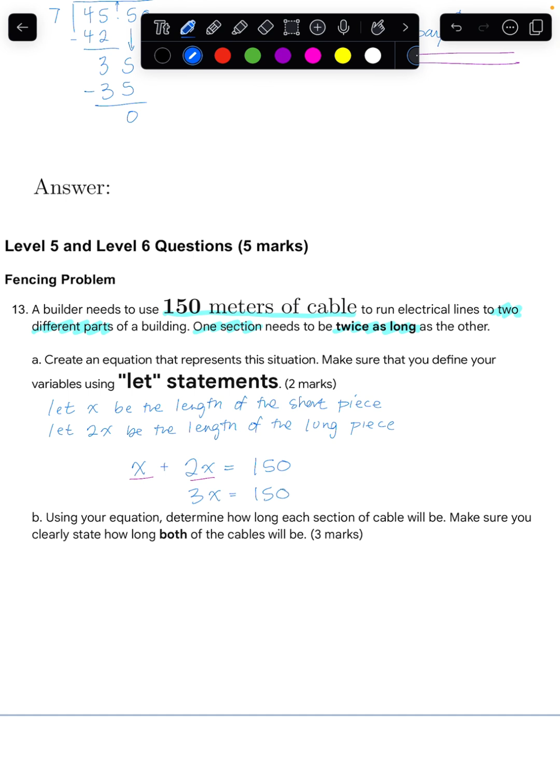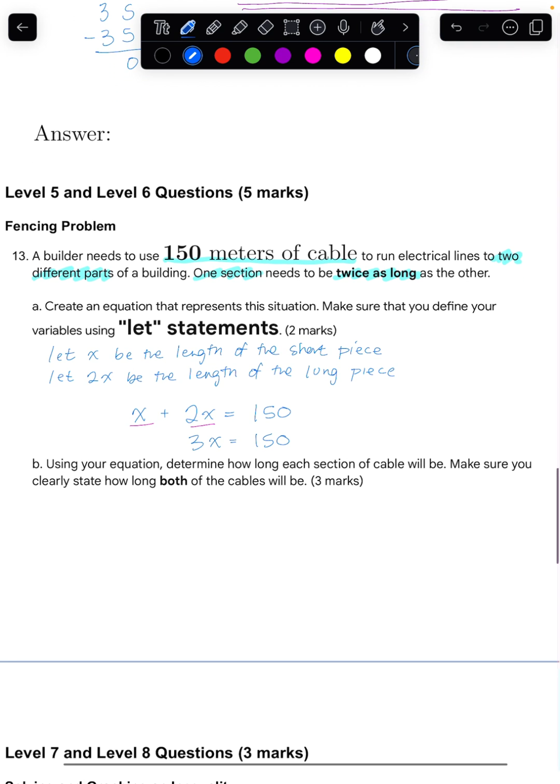Okay, good. Now, it says using your equation, determine how long each section of cable will be. Make sure you clearly state how long both of the cables will be. Well, let's isolate x here. So we have 3x is equal to 150. If we find x, we find the length of the short piece. So isolate x by dividing away the 3. And we get x is equal to 50, or 50 meters.